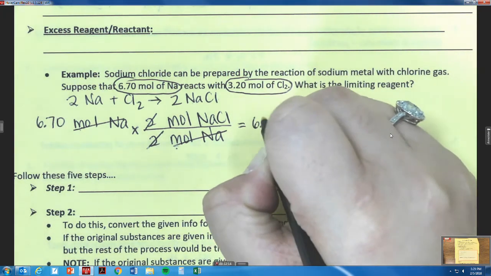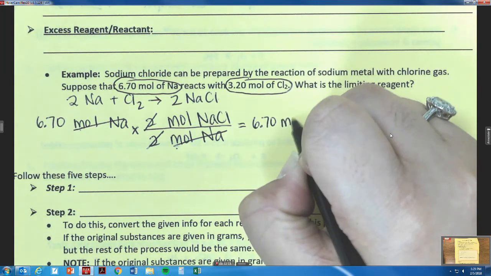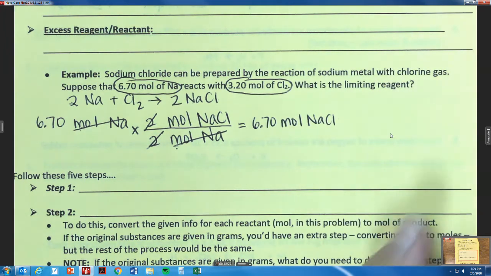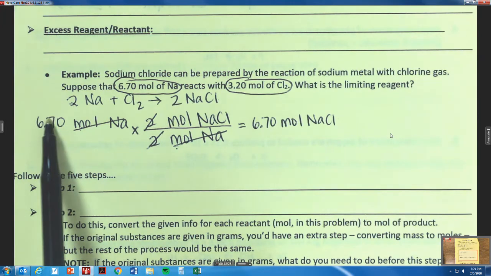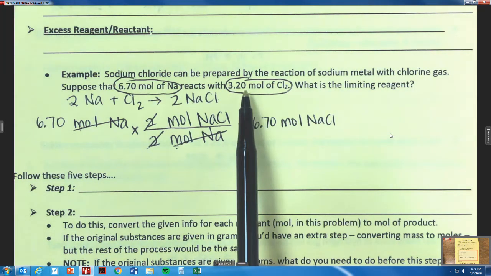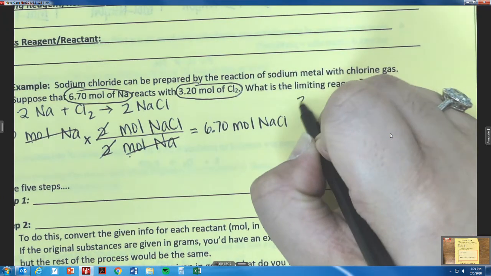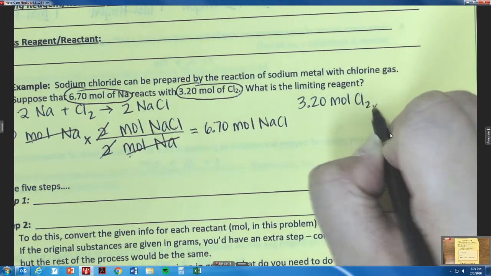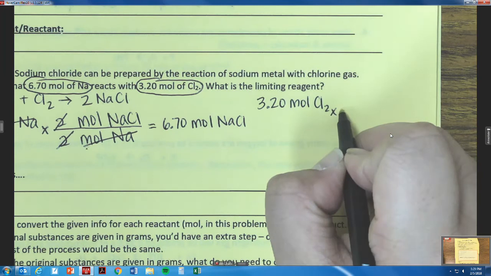So I have 6.70 moles of sodium chloride, moles of NaCl. That's my first given. Now I still have another given. I have 3.20 moles of chlorine, and then again I'm going to convert that to moles of my product.